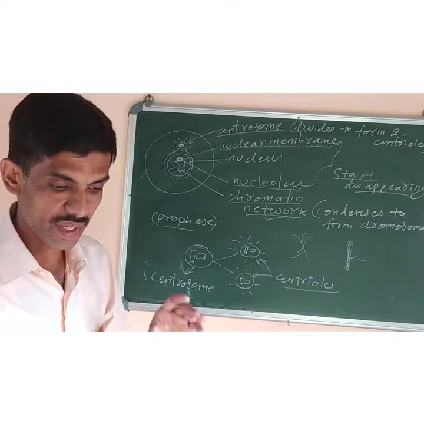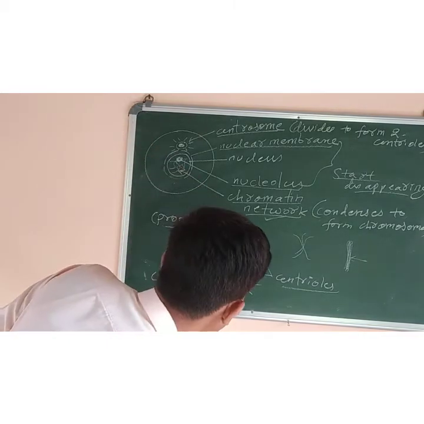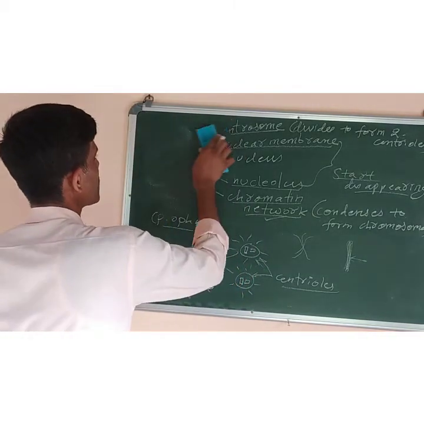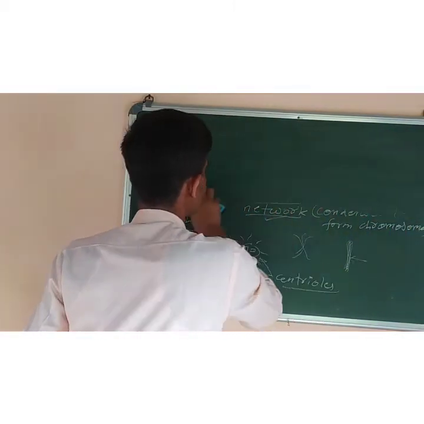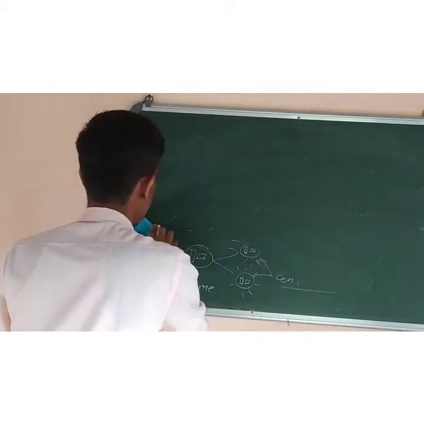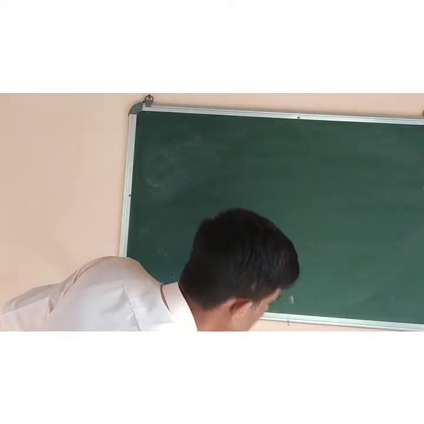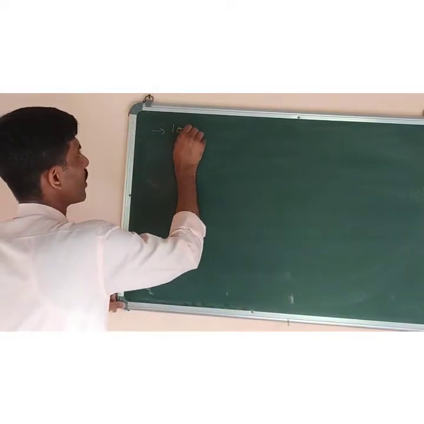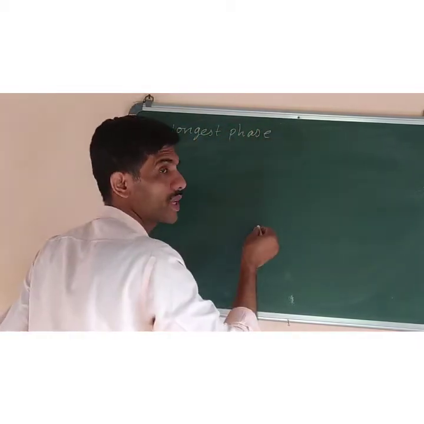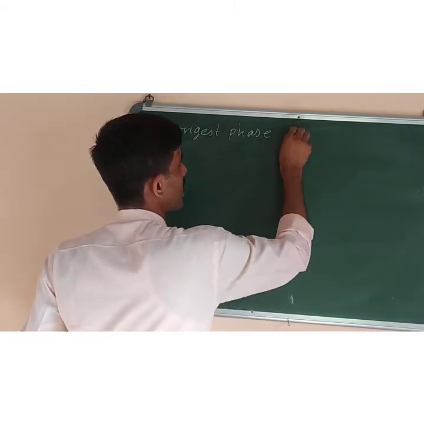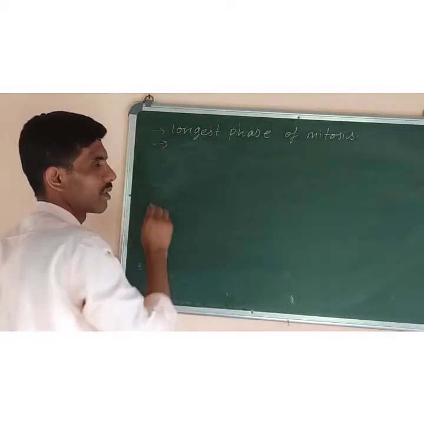Understood now? Now the next stage, it is the longest phase of mitosis. Prophase is the longest phase of mitosis. Some points about prophase I have already discussed here, but now I will try to write it down. Prophase is the longest phase, means it takes a lot of time to complete the prophase stage of cell division. Longest phase of mitosis cell division. Okay, the first point.